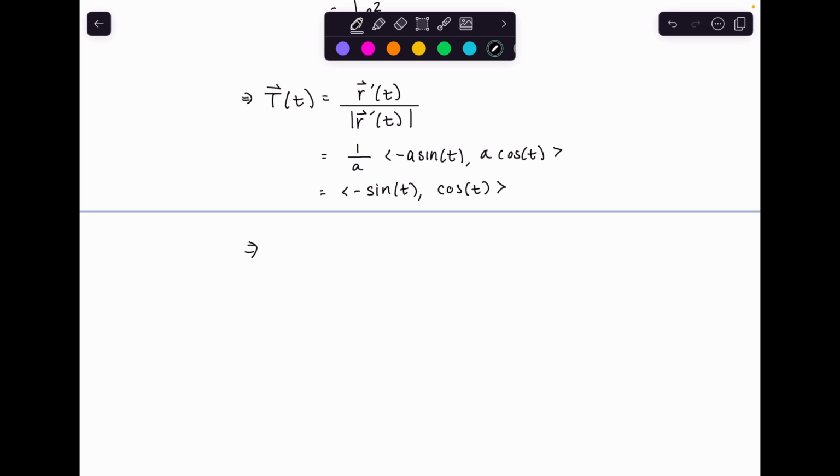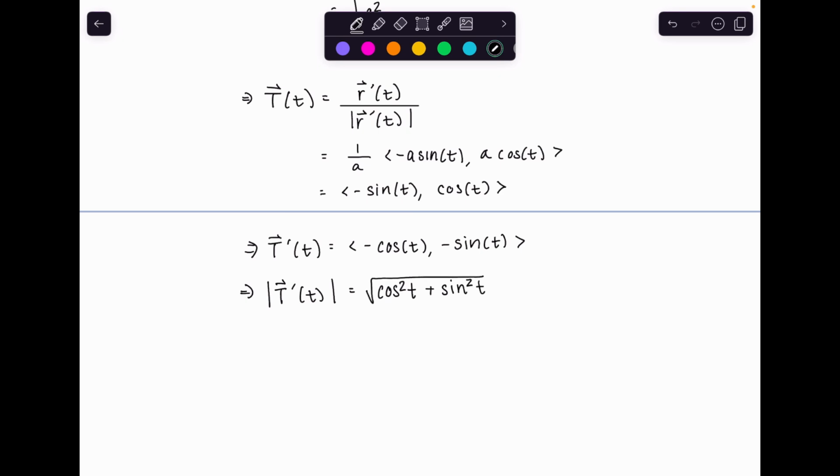So I need to now take the derivative of this thing for my curvature. So this will be negative cosine of t, negative sine of t. So I need the length of the derivative of the unit tangent vector, which will be positive cosine squared plus positive sine squared under a square root. So this whole thing ends up equaling 1.